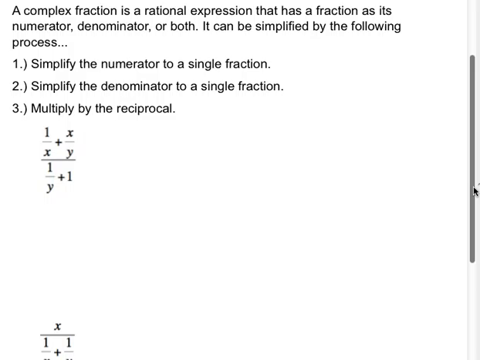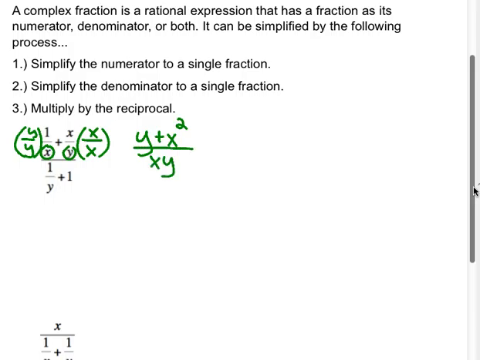So my first piece of advice would be to work on the numerator. In the numerator of this first one, notice I have an x and I have a y. They don't have anything in common, so to get a common denominator, I just have to flip-flop those. So in terms of the numerator, what I'm going to have is y plus x squared all over xy. So that's the numerator.